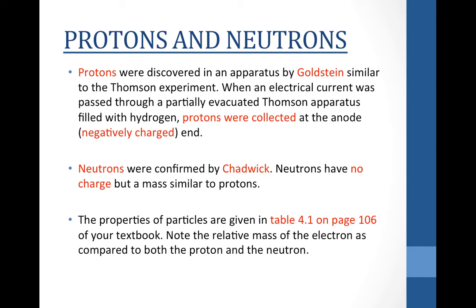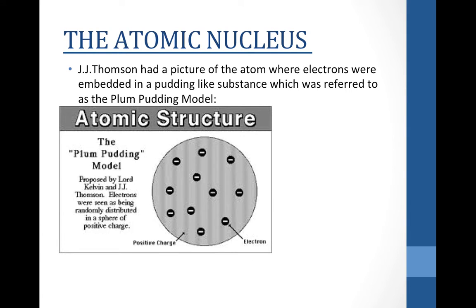The properties of particles are given in tables in your book. That page number is probably not accurate for your current book. Note the relative mass of the electron as compared to both the proton and neutron.